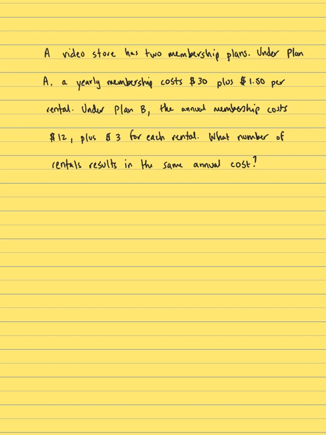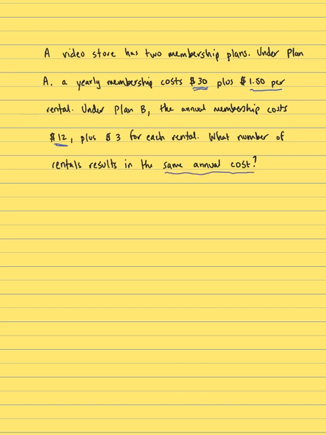Under Plan A, yearly membership costs $30. So that is a fixed cost. You just pay it annually. And then it would charge you $1.50 for each movie that you rented. Under Plan B, the annual membership costs $12, so less for your annual fee, right? Plus $3 for each movie that you rented. What number of rentals results in the same annual cost?